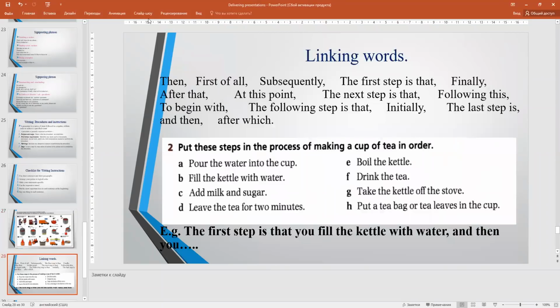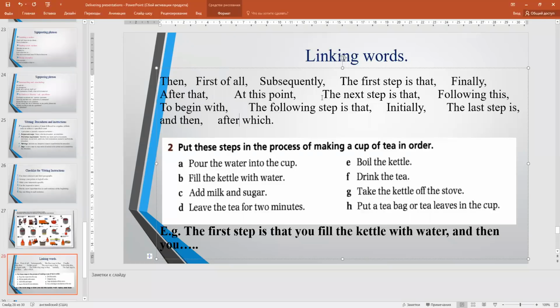And linking words are also super important. You can see the linking words that I used before. And then, first of all, subsequently, the first step is that. Finally, after that, at this point, such kinds of linking words are super important in your presentation delivery.